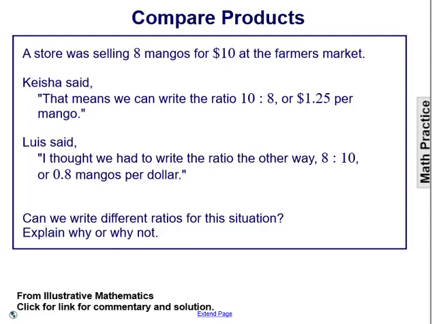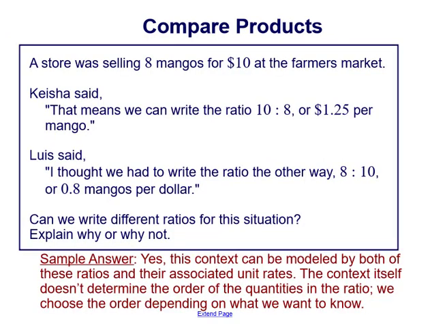What is similar about Keisha and Lewis's thinking? What is different? Is one a right answer and is one wrong? Or is it okay to write 10 to 8 and 8 to 10? The answer is actually yes. This context can be modeled by both 10 to 8 and 8 to 10 and their associated unit rates.